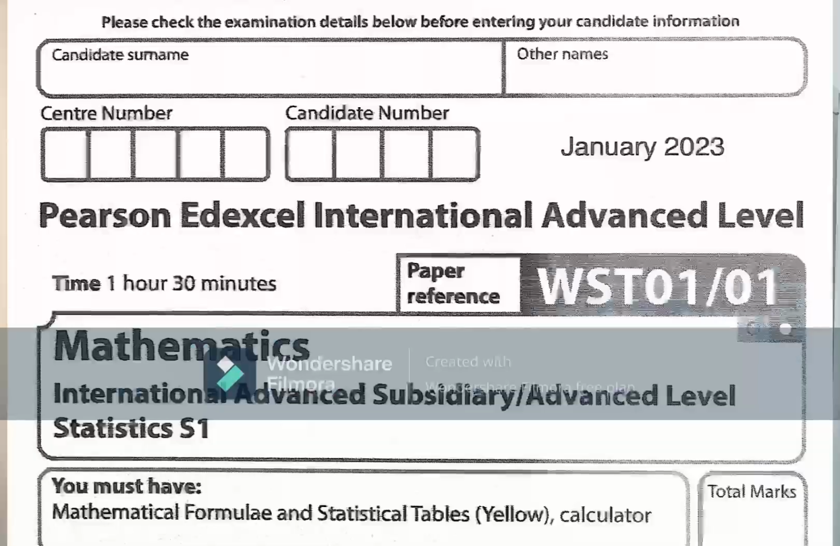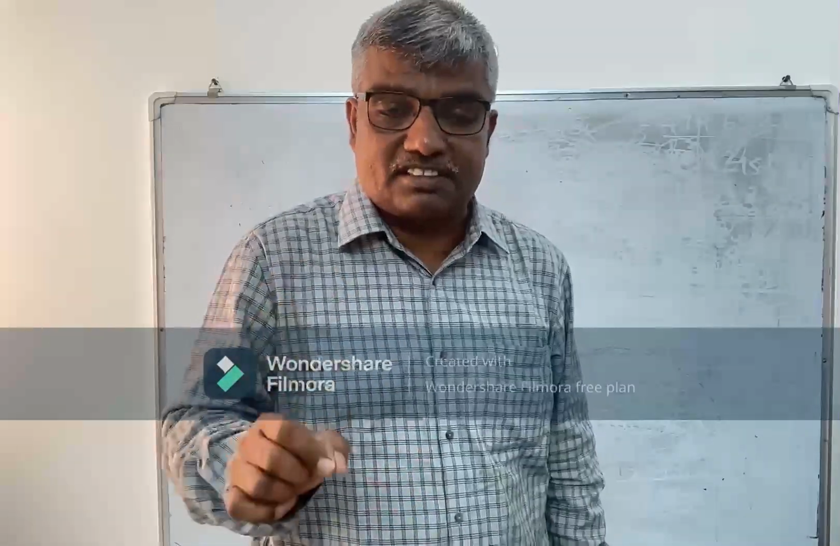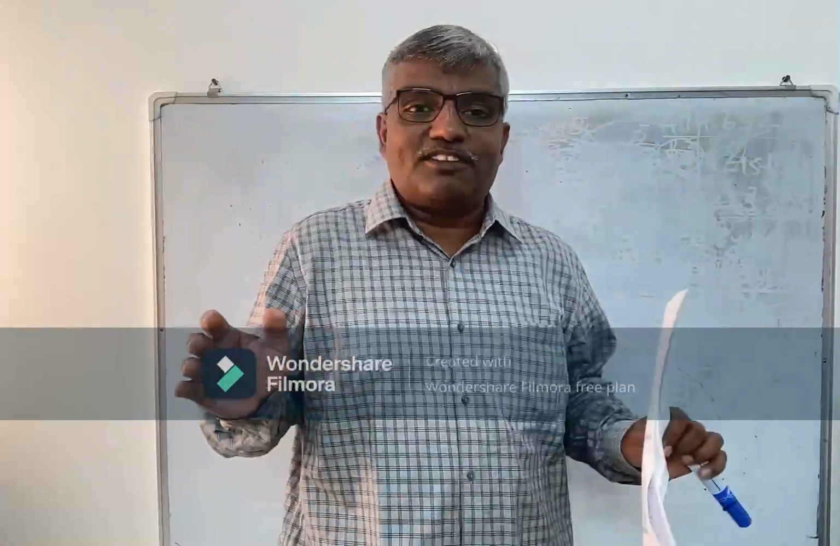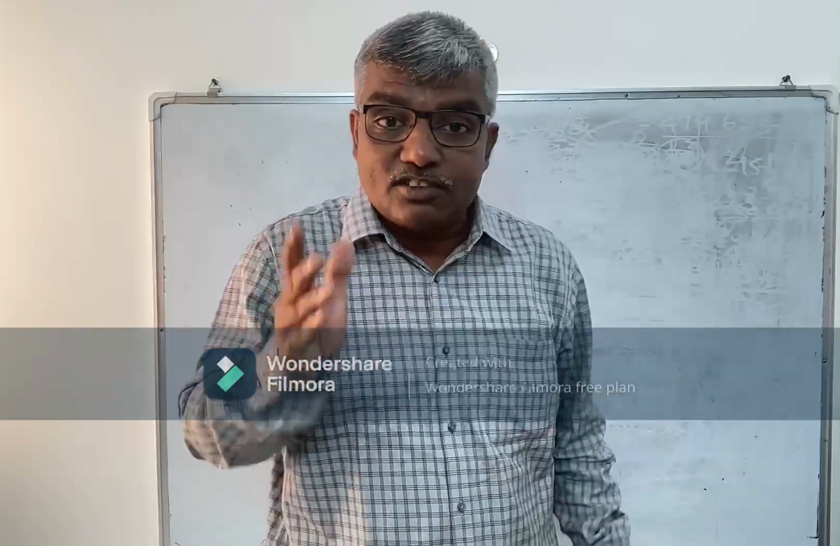Hi, I am going to explain the Edexcel AS Level January 2023 S1 Statistics 1 question paper. I am going to particularly explain question number 6 because it is an interesting, tricky question, 14 marks. If you understand this question, you can solve any question in the correlation and regression line chapter. Let us dive into the question.